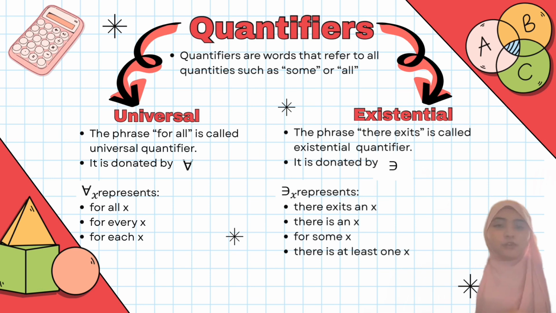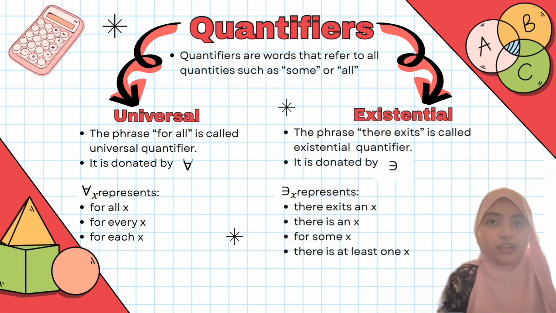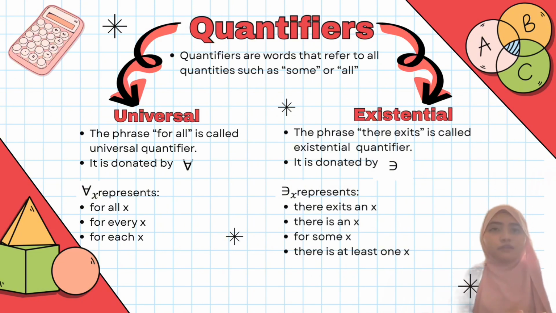Hi, today I'm going to explain about quantifiers, which are used to express statements involving all or some elements in the sets. So what is a quantifier? Quantifiers are words that refer to quantities such as some or all. We have two types of quantifier, the universal quantifier.